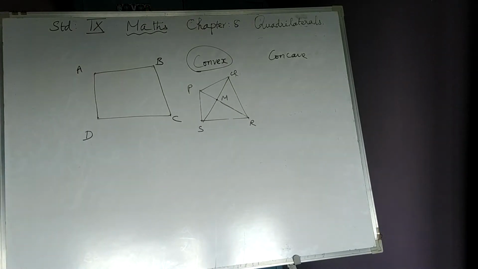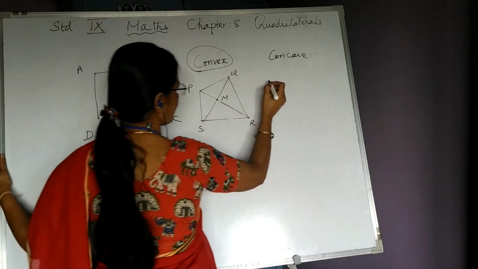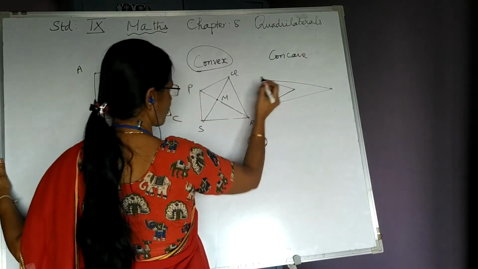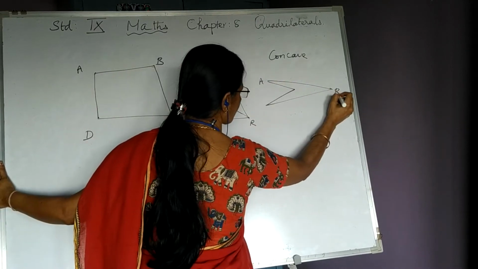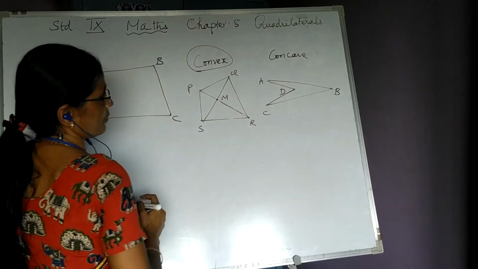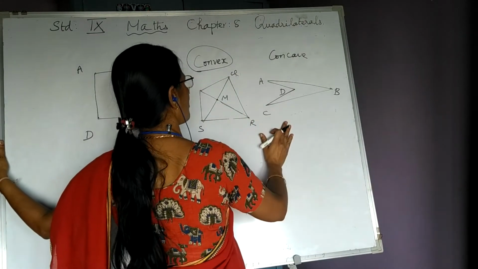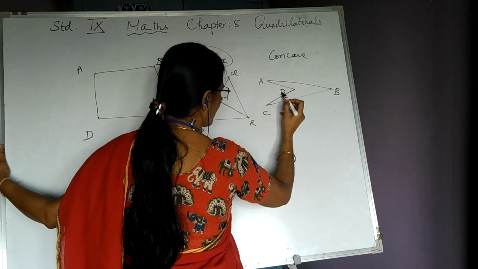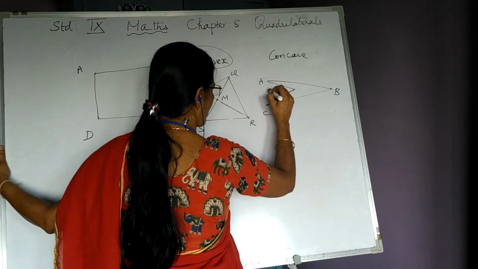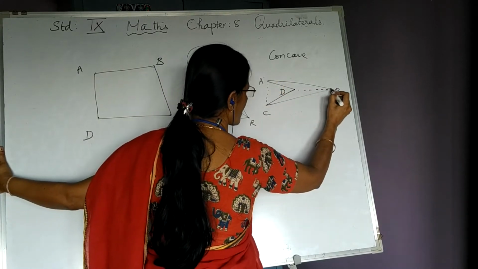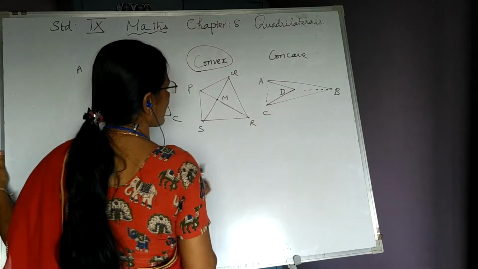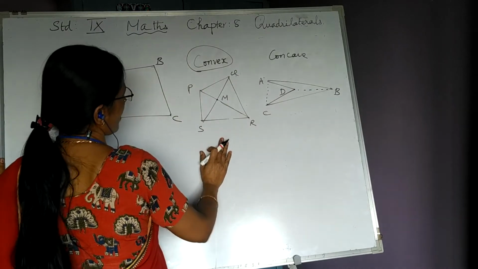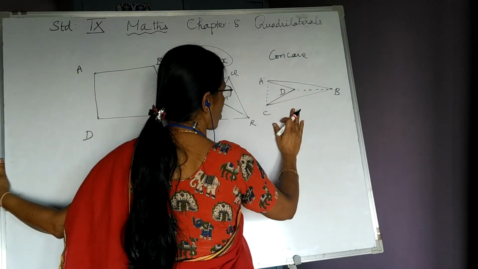But if you consider a concave quadrilateral, this is a concave quadrilateral. How do you conclude that it is concave? Which are the diagonals here? ABCD is a quadrilateral we have taken. Therefore, AC is a diagonal and BD is another diagonal. Check whether they intersect or not. They do not intersect. So, in convex, diagonals intersect each other, whereas in concave, the diagonals do not intersect each other.